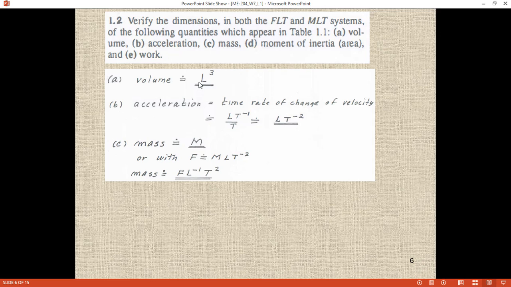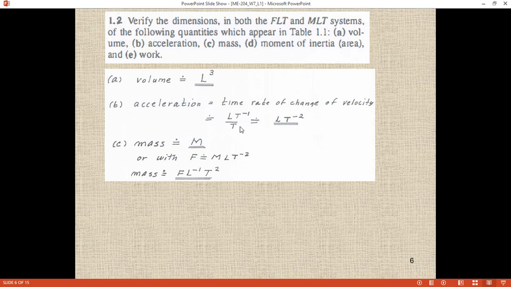If there is a component of mass or force, it can change in the 2 different systems. But since there is no component of mass and force in the volume, the dimension of the volume will be the same in both the systems. In the acceleration also we do not have any component of mass and force. So the acceleration will also be the same in both the systems.